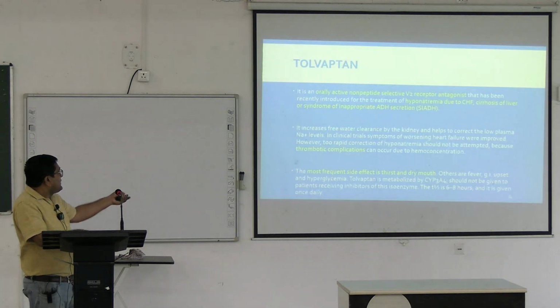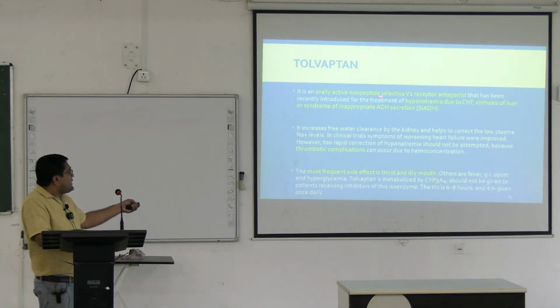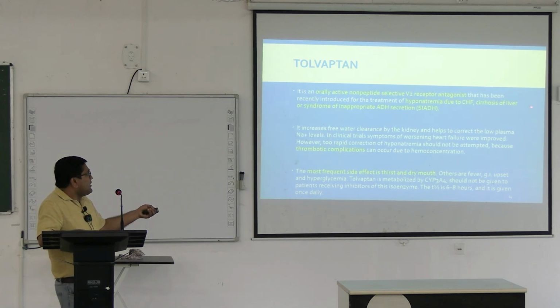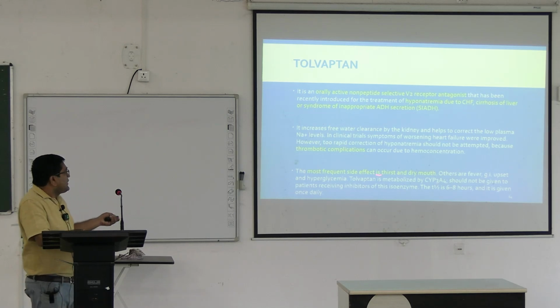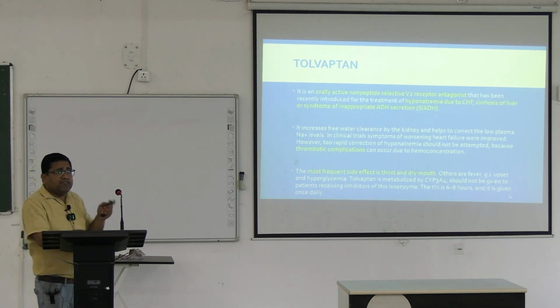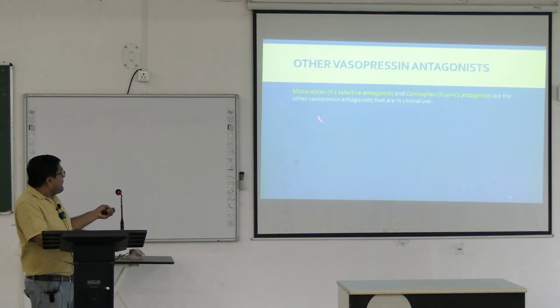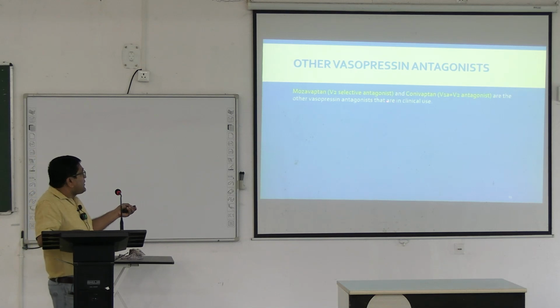Vasopressin antagonist: tolvaptan is an orally active non-peptide V2 receptor antagonist primarily used to treat hyponatremia due to congestive heart failure, cirrhosis of liver and SIADH. Thrombotic complications can be seen due to hemoconcentration. The most frequent side effects are thirst and dry mouth. Mozavaptan is a V2 receptor antagonist, conivaptan is a V1A V2 receptor antagonist.